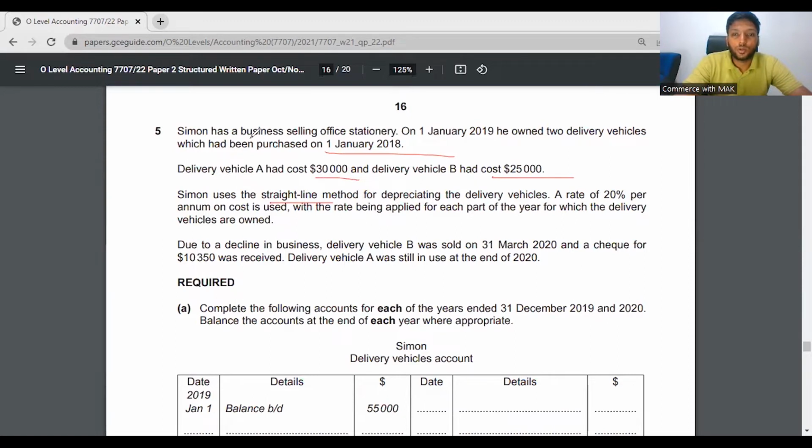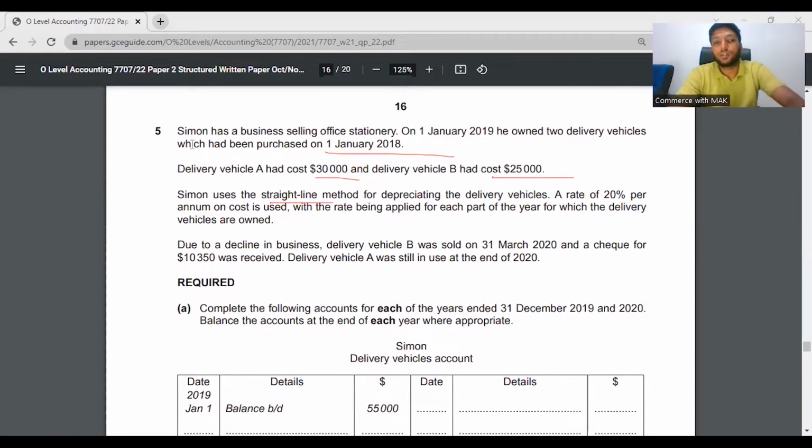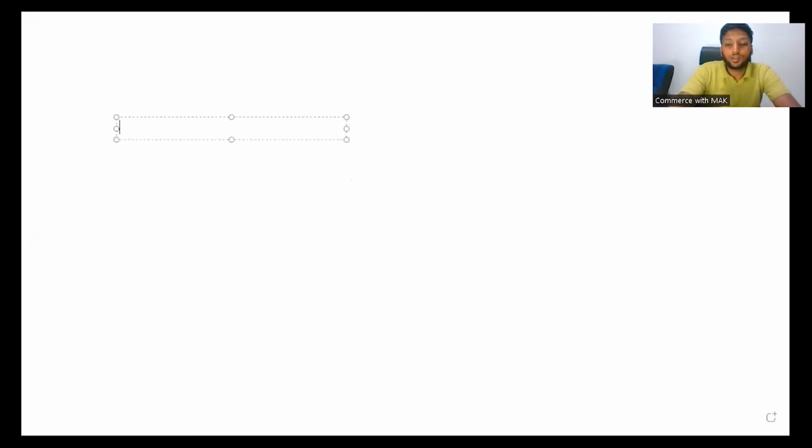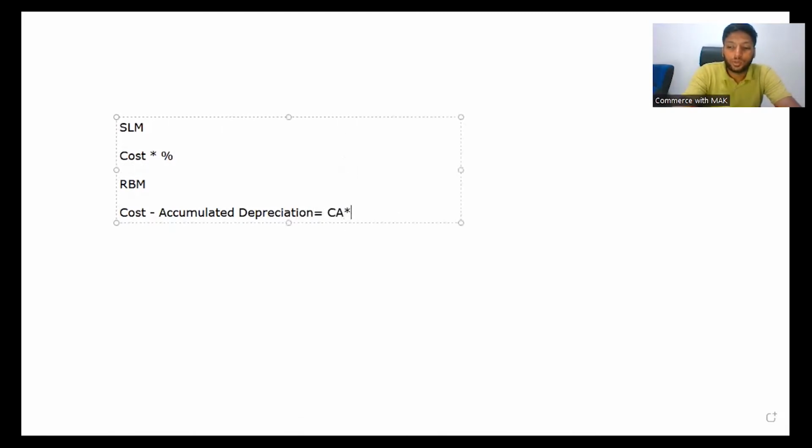So there are 2 ways to find depreciation. One is the straight line method, the other is the reducing balance method. The straight line method, you can say SLM: you take your cost and multiply it by the percentage. The reducing balance method, RBM: you take your cost and deduct accumulated depreciation. For accumulated depreciation, another term we can use is provision for depreciation, and then you will get something called the carrying amount. You need to multiply that carrying amount by the percentage. So this is how you find the straight line method and the reducing balance method.